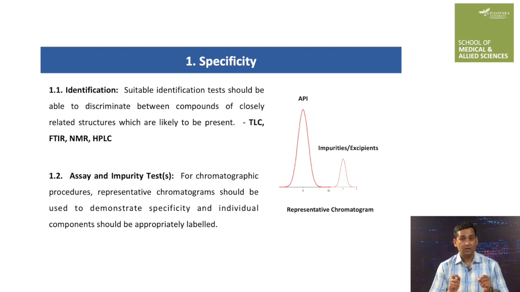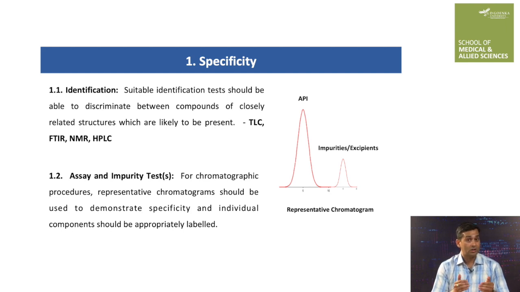In TLC, we consider differences in Rf values, while in case of FTIR, this difference is between various IR signals associated with particular functional groups. In case of NMR, differences between chemical shift values are considered for identification purposes. This was about the specificity in case of the identification stage.